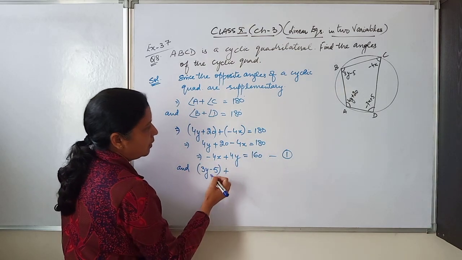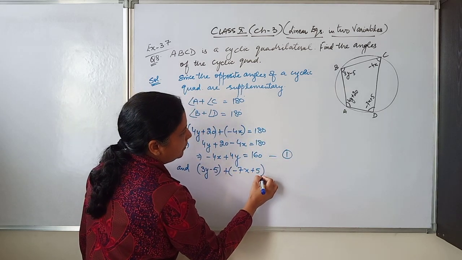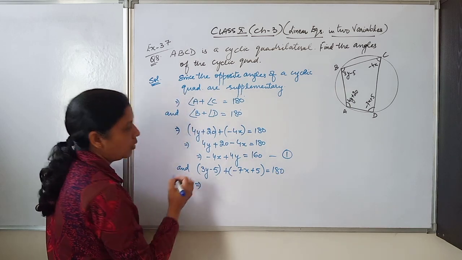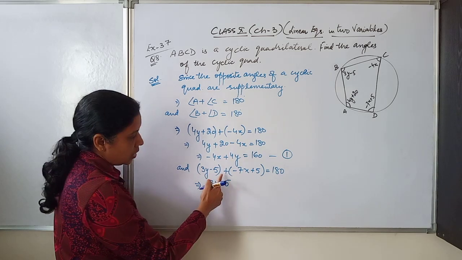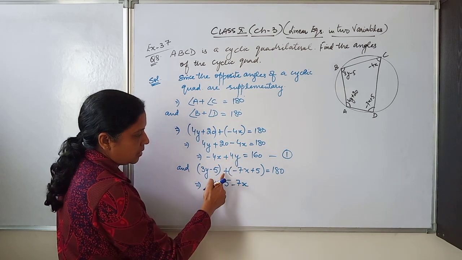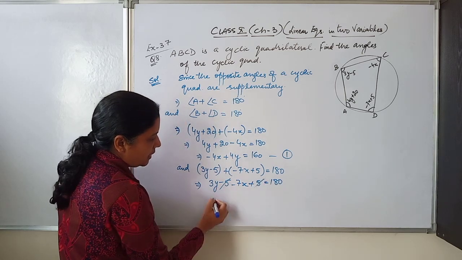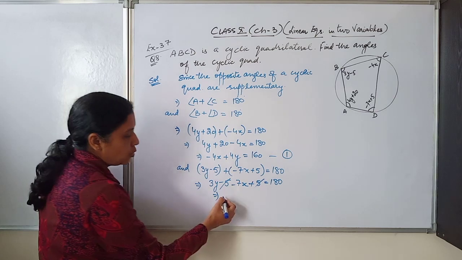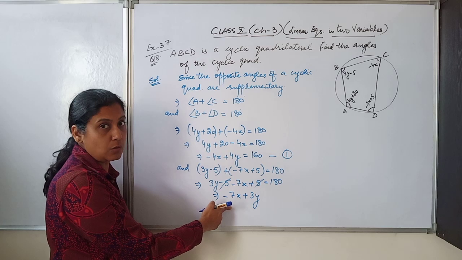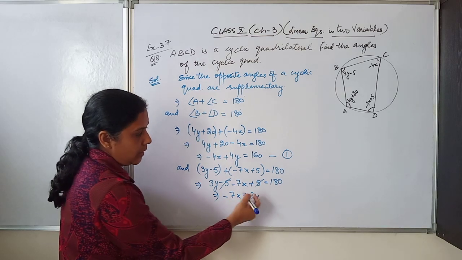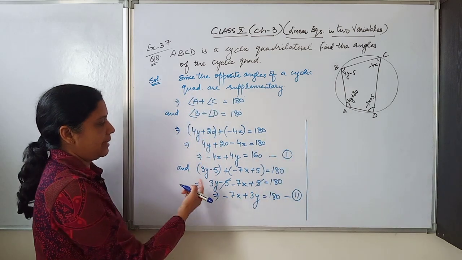Minus 5 plus angle D, minus 7x plus 5, is equal to 180. This gives us 3y minus 5 plus minus 7x plus 5 is equal to 180. Minus 5 plus 5 cancels out, so we are left with minus 7x. The term containing x is to be written down first, and then the term containing y, equal to the constant.